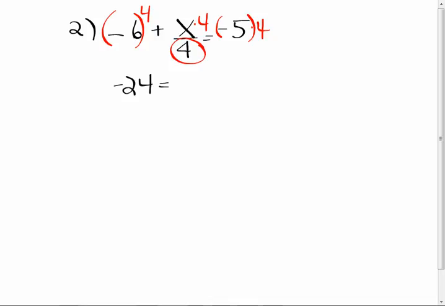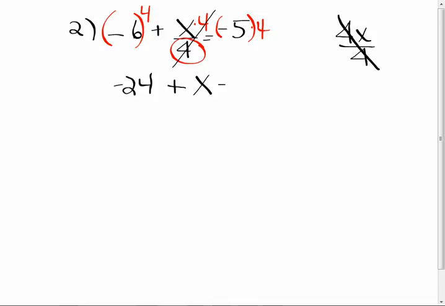Whoops, there's no equal signs there. Plus, what happens to 4s here? They go away. They cancel. They divide. They give me 1 because it's 4x divided by 4. That's why I chose to do what I did. I could multiply by 5 if I want, but then it's not going to be nice. I'm still going to have fractions, and I don't like those.